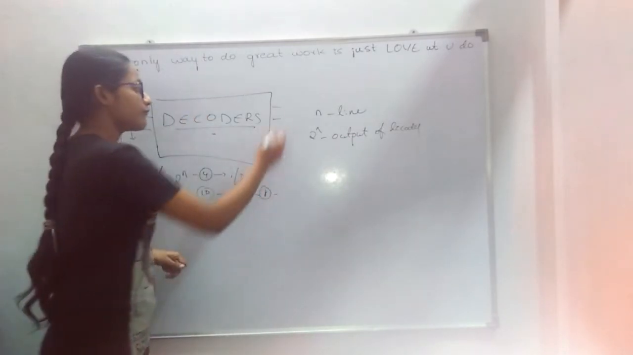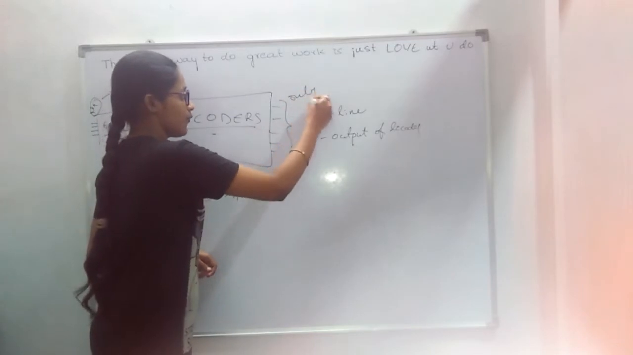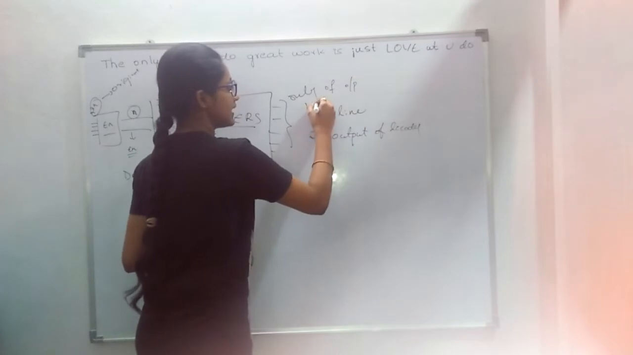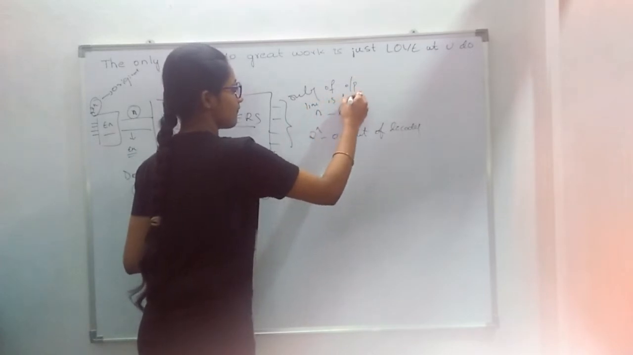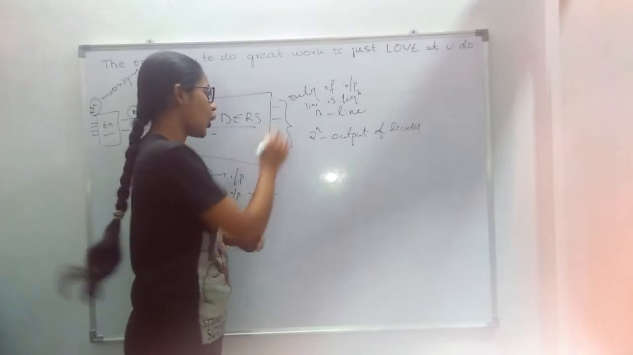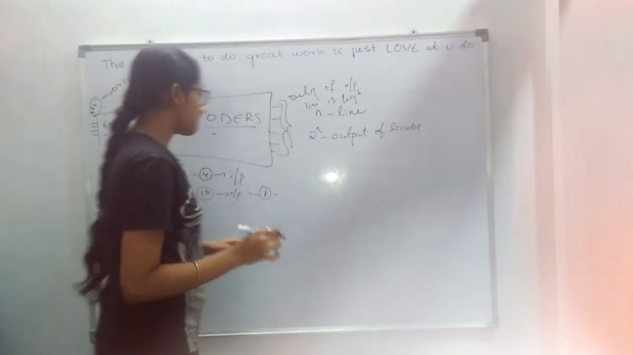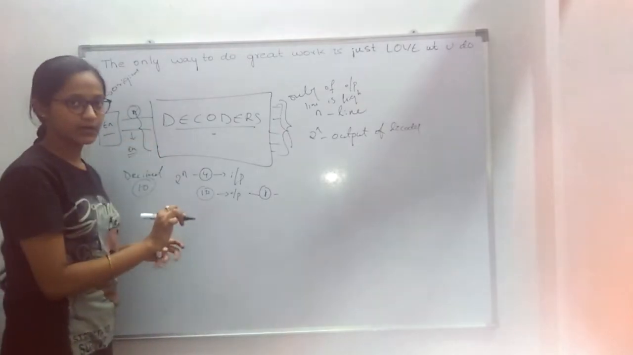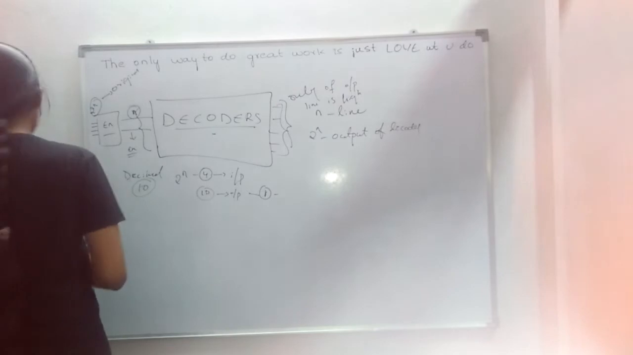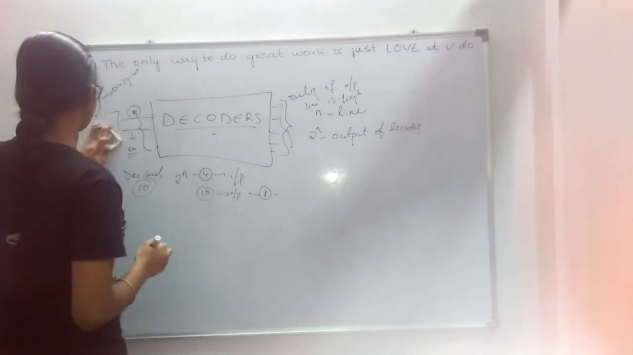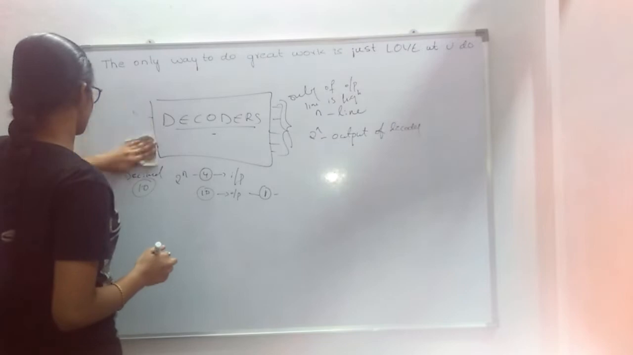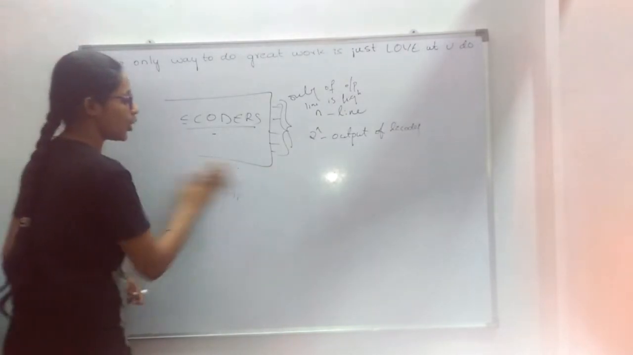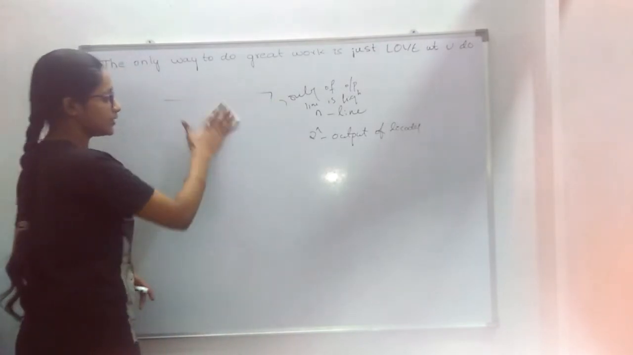Okay, only one of the output lines is high at a particular time. Not all the lines are high, but we consider each and every input line. Okay, so let me tell you about the decimal to octal. Decimal to octal.